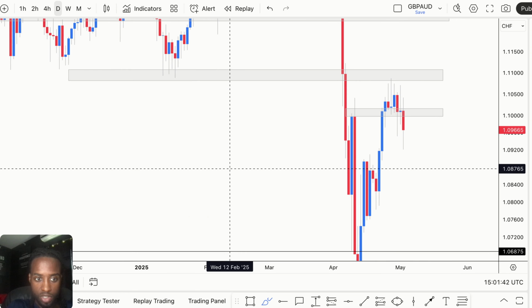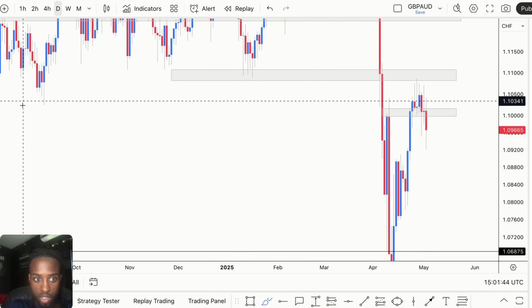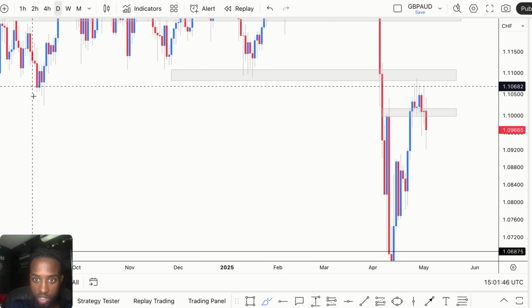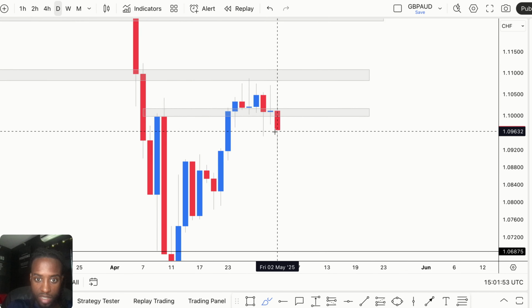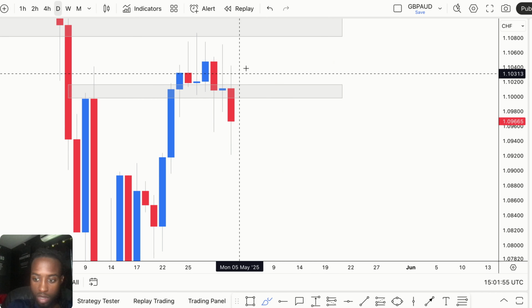All right, so looking at GBPCHF, we can see where we're currently at. And looking to the left, this is also previous structure over here in the past, previous demand structure that price is basically reacting from. All right. And then also this level here. So we can see on the daily price did just close back below this level of structure.